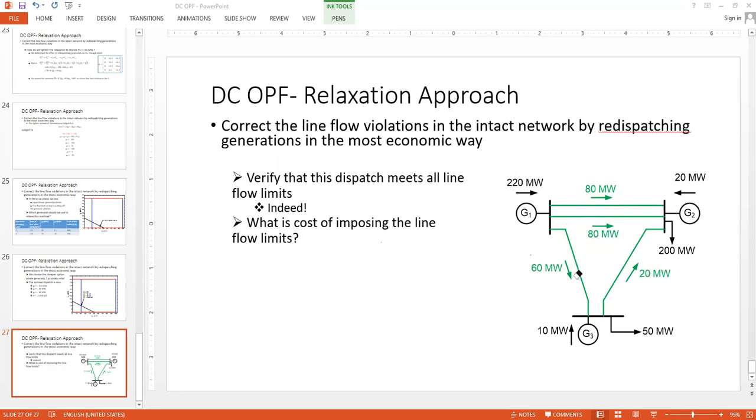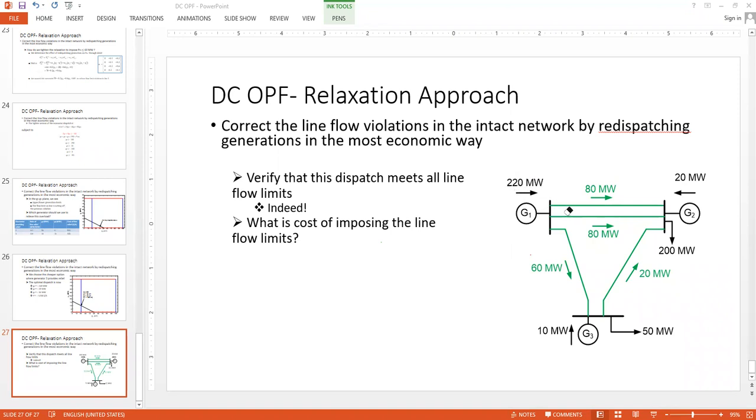Similarly here, 60 coming in, 20 going out, so that is 40, and the demand is 50, so another 10 is required, which is the remaining 10. The balance should be checked here also. At the 220 bus there is no demand, so you simply add up this line flow, this line flow, and this line flow, and you should get back to 220. 80 plus 80 plus 60 is your 220.